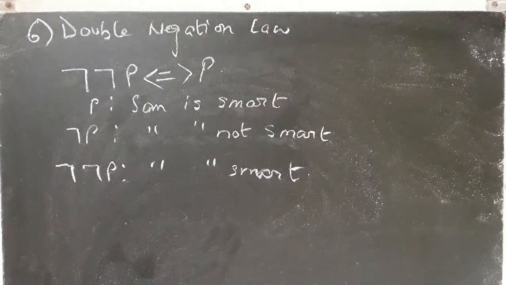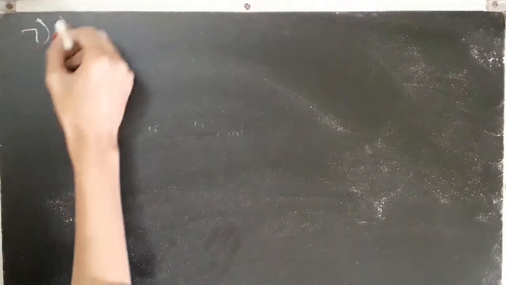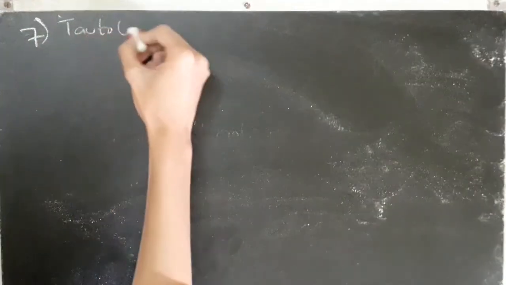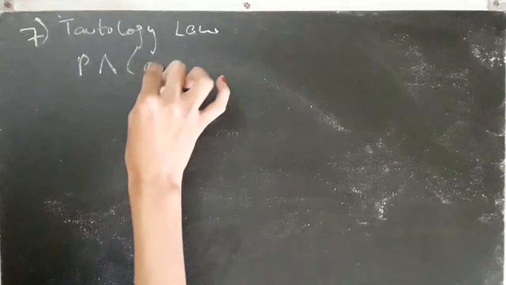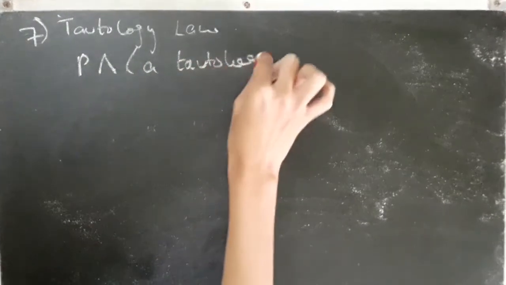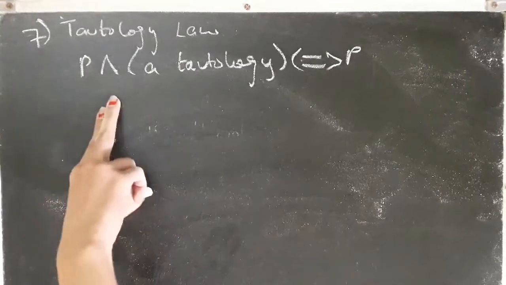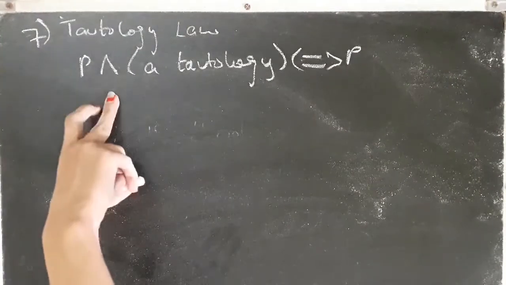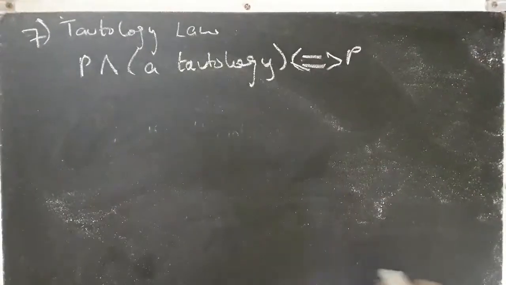Now we move on to the seventh logic law, which is the tautology law. We had already done tautologies in the previous video. Here we are going to make use of them. We know a tautology is a propositional statement that is always true irrespective of the truth value of its components. So the tautology law states that P and a tautology is logically equivalent to the statement itself. That means, where P is any propositional statement, P and any tautology is logically equivalent to the statement itself.